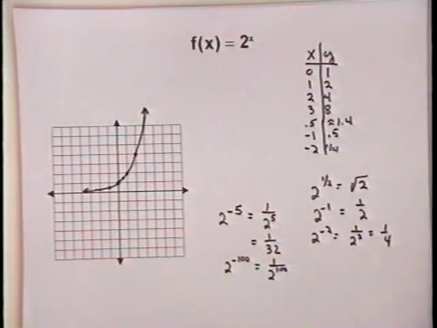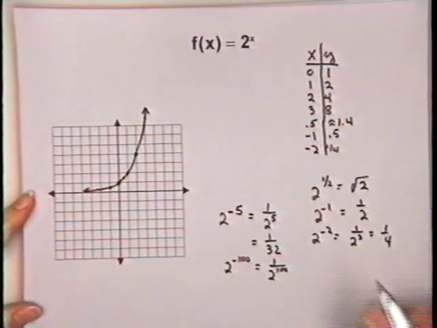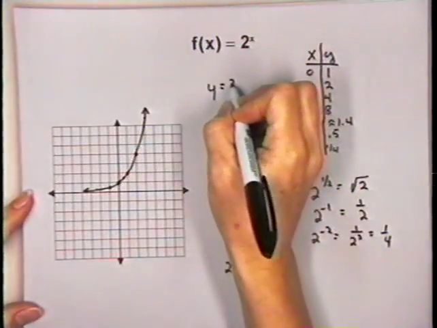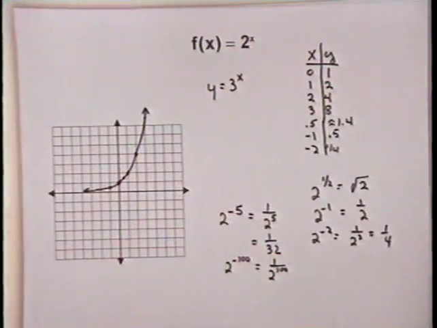Okay? Now, while I have this graph here, I just want to show you real quickly, as a comparison, what if I look at the graph of y equals 3 to the x? Let's just pick a few values here and see what happens with this 3 to the x. I'm going to see if I can use a red pen to graph that a little bit differently. I'm not sure how well that's going to show up, but let's see.